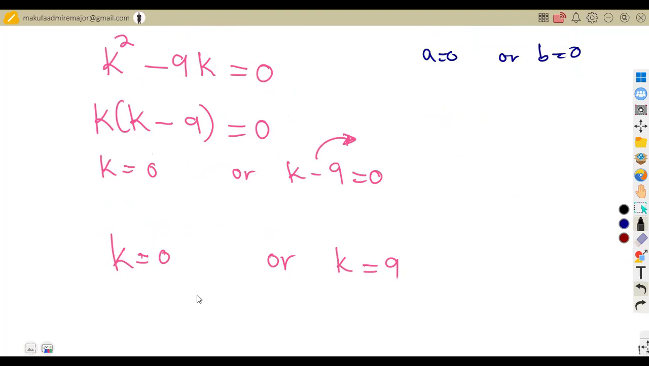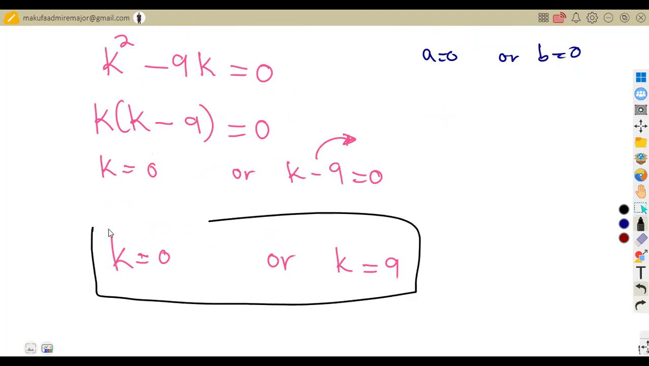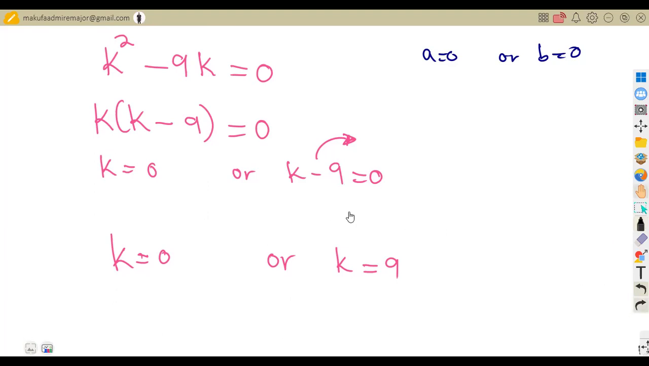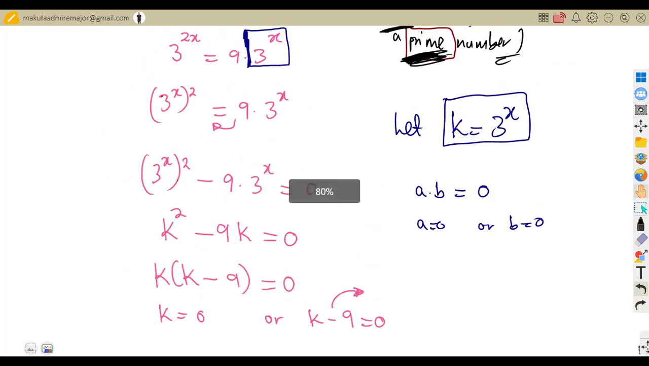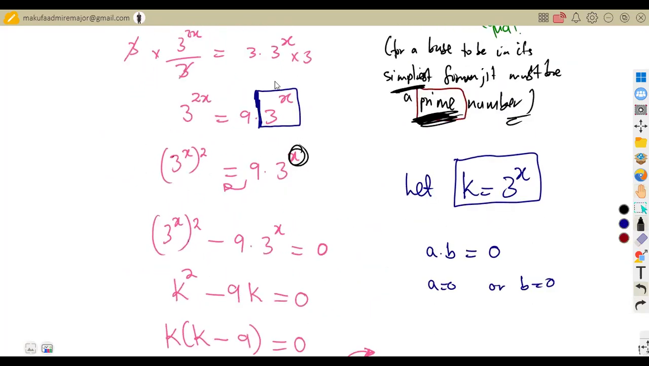But these are not the values that we want. This is not our question. The question is not asking us to solve for k. No, the question was to solve for x. Our equation was in terms of x previously. It is us who introduced another variable. Remember here, where we said let k be equal to this.